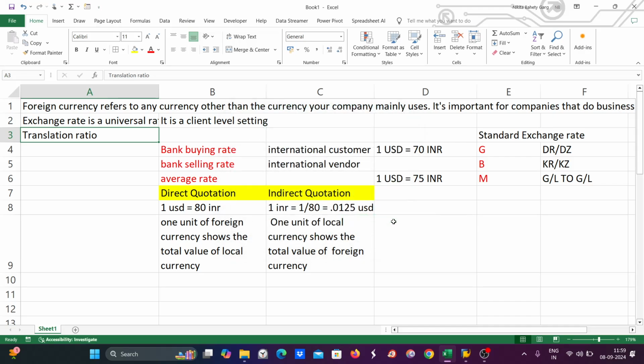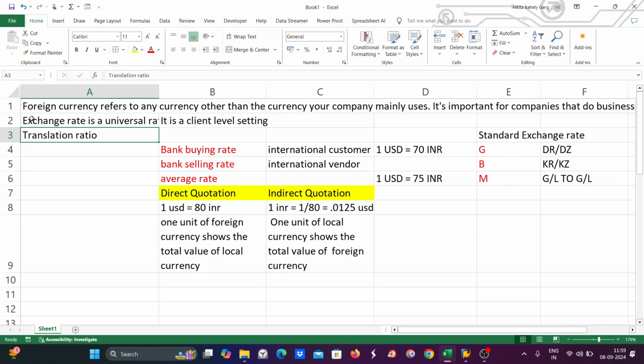Hello everyone, welcome back. In the last class, I explained foreign currency. We have done even the configurations like maintaining the translation ratio and rate. And I also mentioned that the rate is maintained every day because it's a universal rate which keeps on changing and it is universal across the globe.